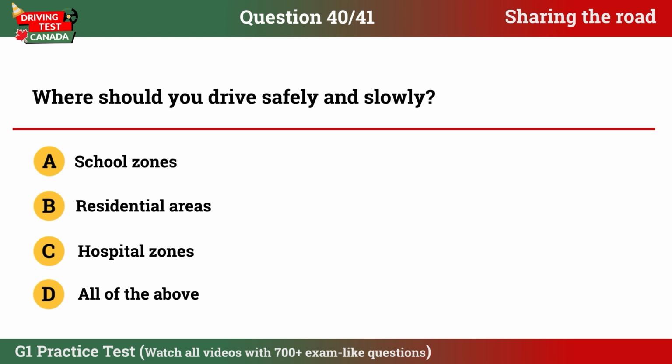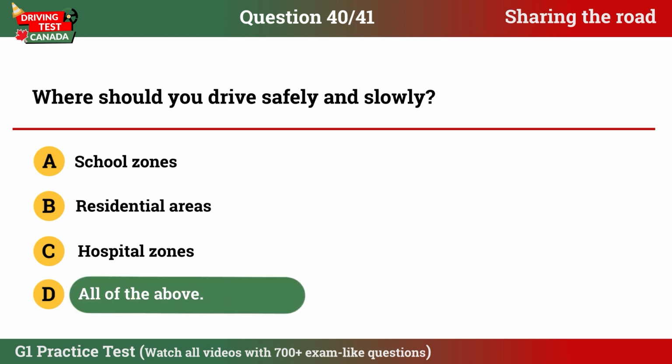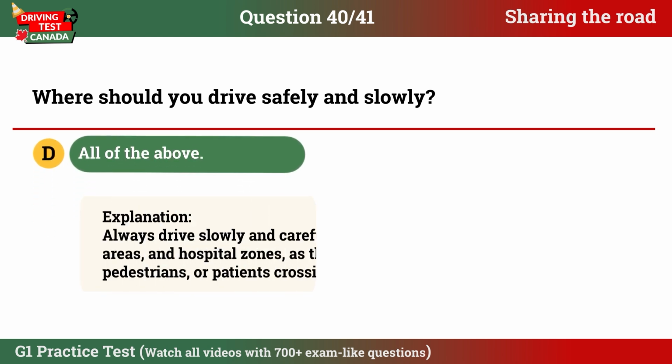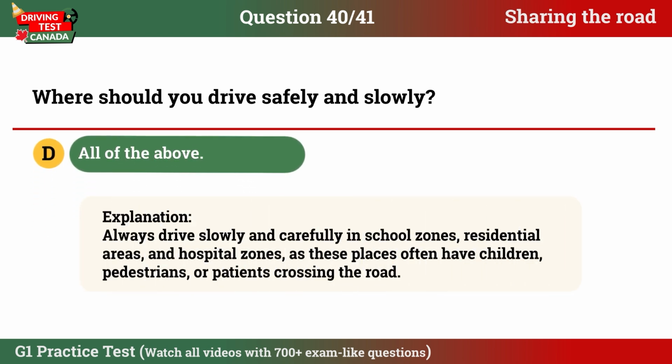The correct answer is D. All of the above. Explanation. Always drive slowly and carefully in school zones, residential areas, and hospital zones, as these places often have children, pedestrians, or patients crossing the road.